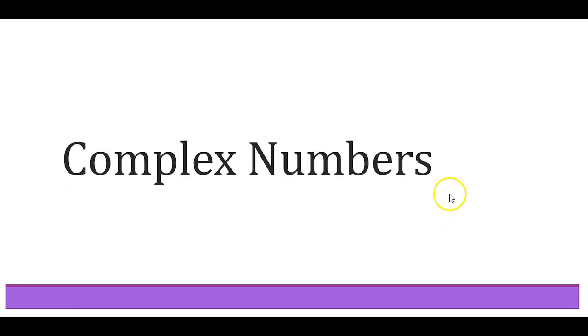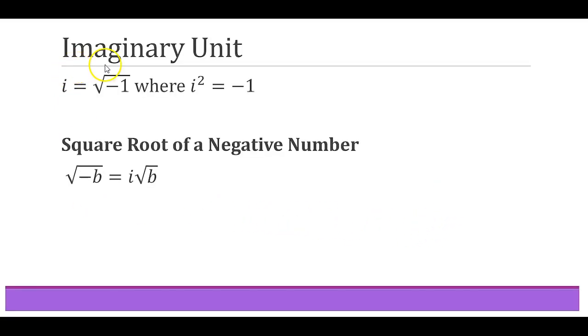Complex numbers. Let's start by reviewing the imaginary unit. In this section, when we see the letter i, that is going to equal the square root of -1. That's called the imaginary unit. And therefore, if I square both sides, i squared would be equal to -1. And this is going to happen when I take the square root of a negative number. I'm going to get out the imaginary unit.